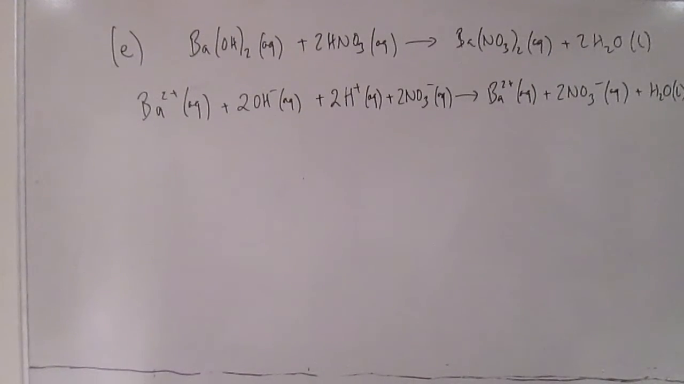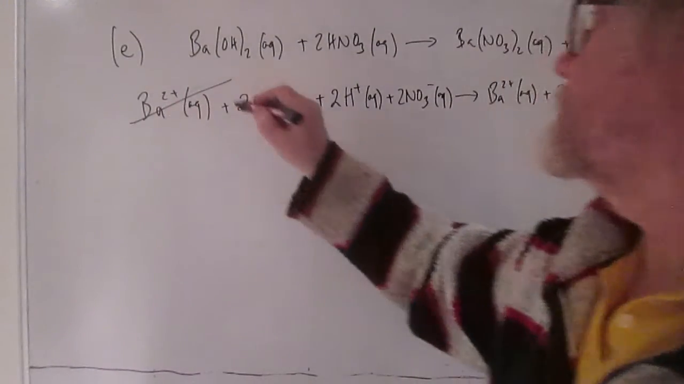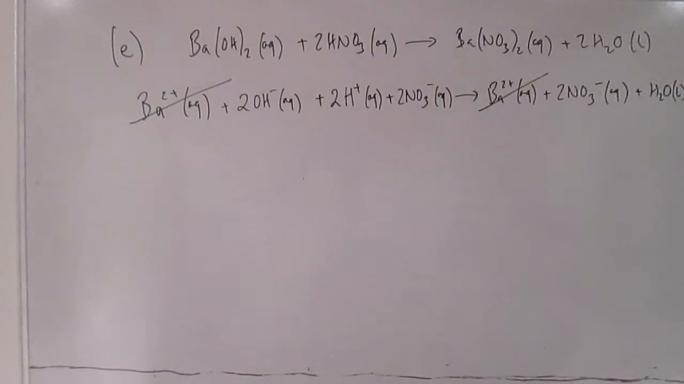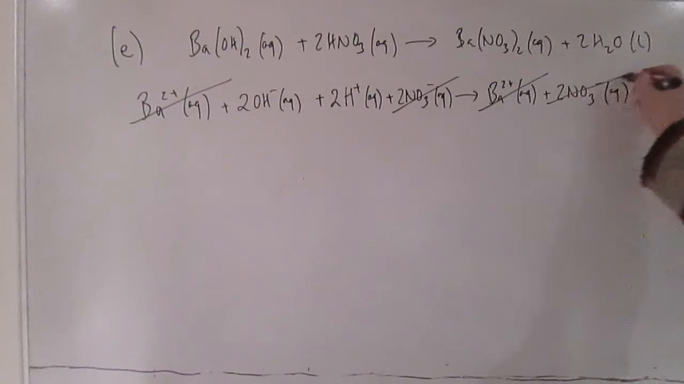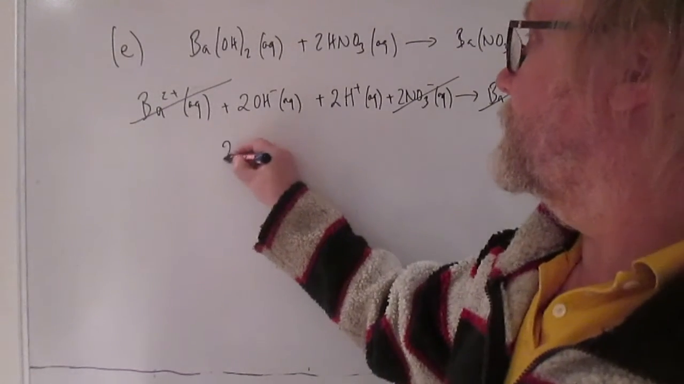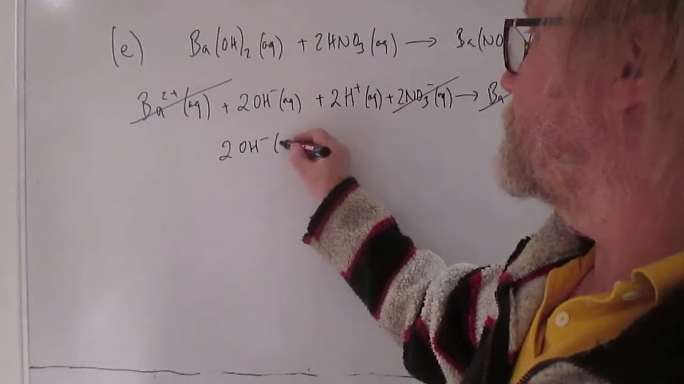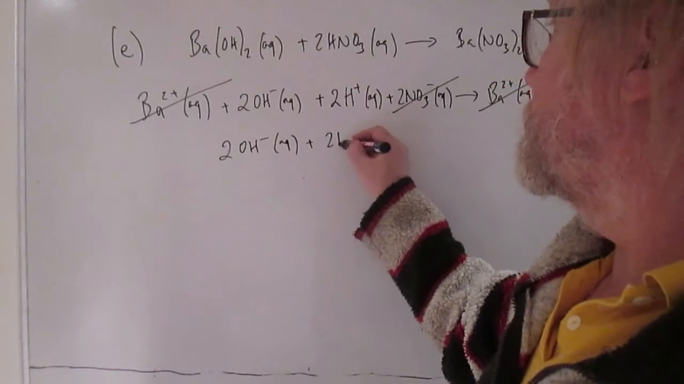And you can see that that's the case for the barium ions, because they're there at the beginning and they're there at the end, so they drop out. And it's also true for the nitrate ions, because they were there at the beginning and also at the end as well. So what we're left with is 2OH⁻ + 2H⁺ goes to 2H₂O.